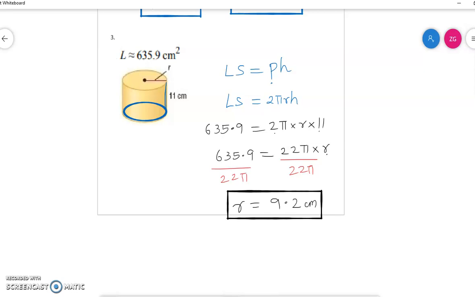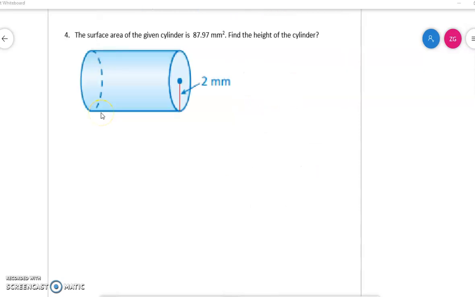Now, moving on to the last example. The surface area of the given cylinder is 87.97. We are supposed to find the height of the cylinder. To find the surface area of a cylinder, we need to add the two cross-sectional faces, that is 2 times B, where B is the area of the cross-sectional face, plus the lateral surface area, that is the curved surface area, which is perimeter times height.